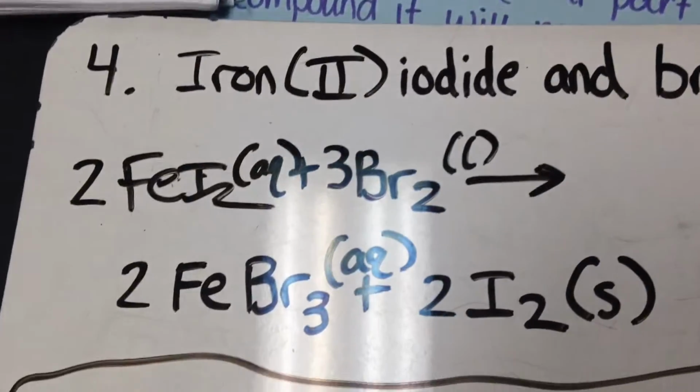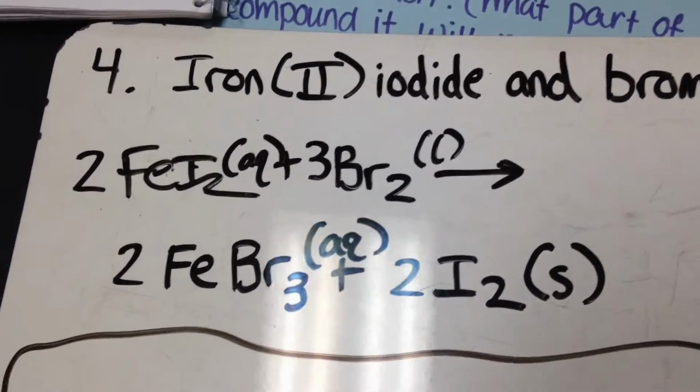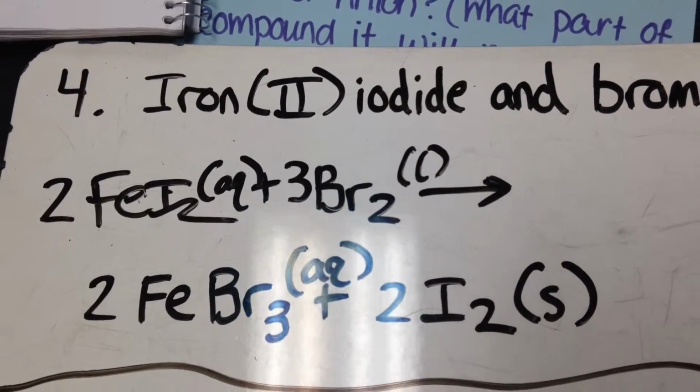If you're confused where the FeBr3 came from, iron has a charge of 3. It's only iron 2 in the iron 2 iodide.